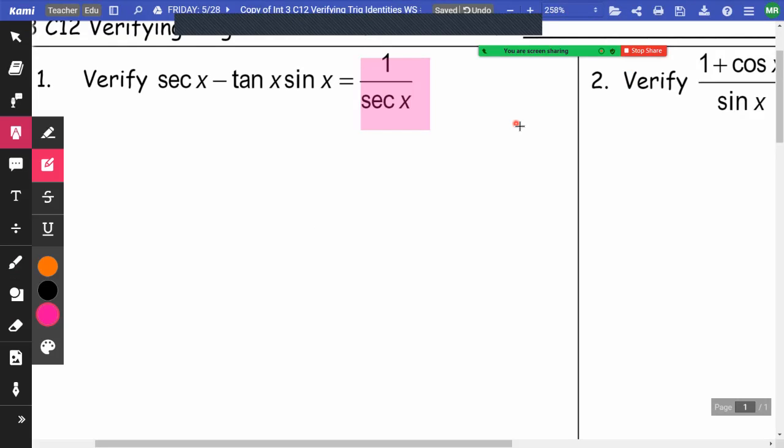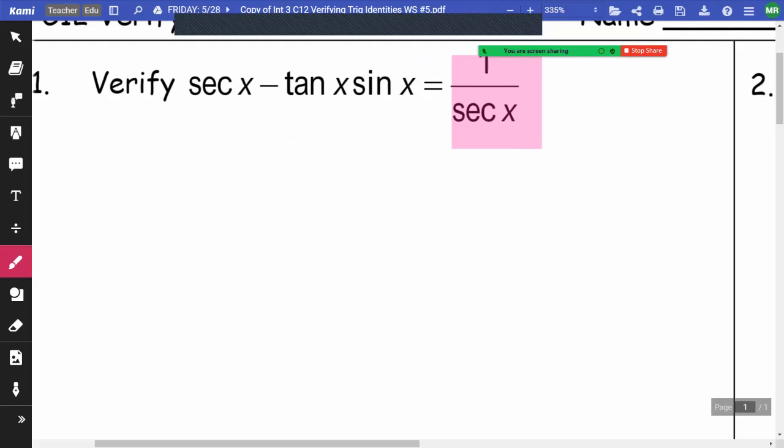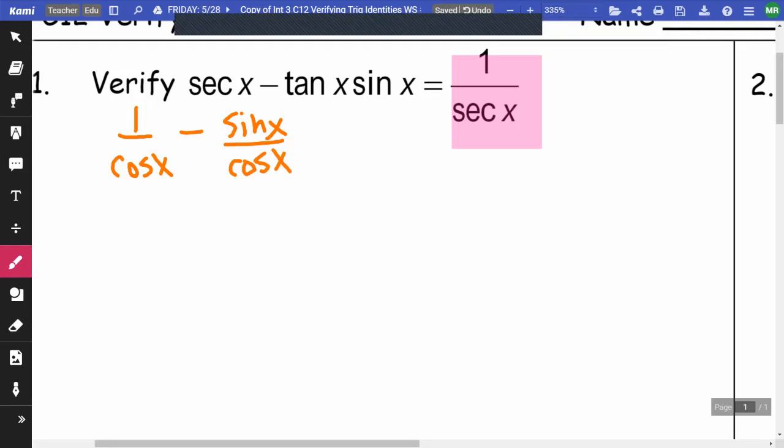Okay, so first thing I'm going to do is let me rewrite these in terms of sines and cosines, and then I'll clean it up. So secant x, and I do want a secant x, but let's see what happens when I rewrite this. Okay, so secant x is 1 over cosine x. My tangent x is going to be a sine x over cosine x times sine x. So they're both over cosine x. So I really can rewrite this as 1 minus sine squared x over cosine x.